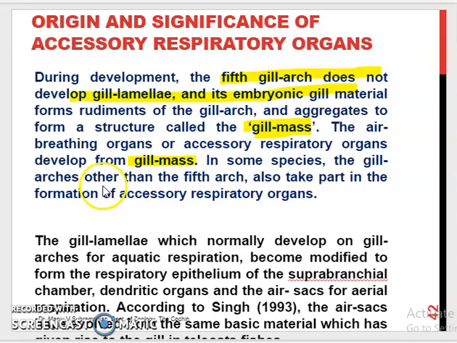In some species, gill arches other than the fifth arch also take part in the formation of the accessory respiratory organ. In the previous video lecture we discussed that the second and the fourth gill arches are modified for the accessory respiratory organ. So in some cases the fifth arch also takes part in the formation of the accessory respiratory organ.